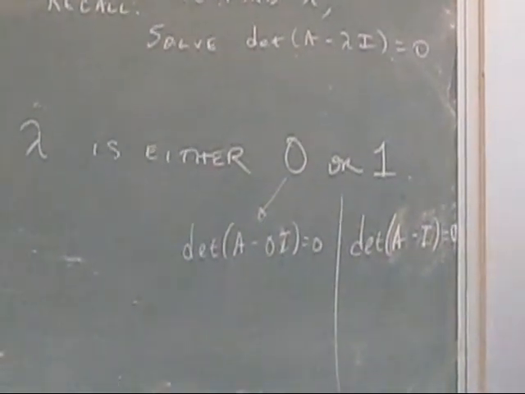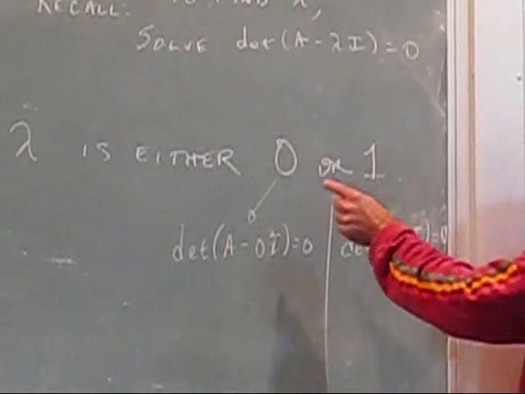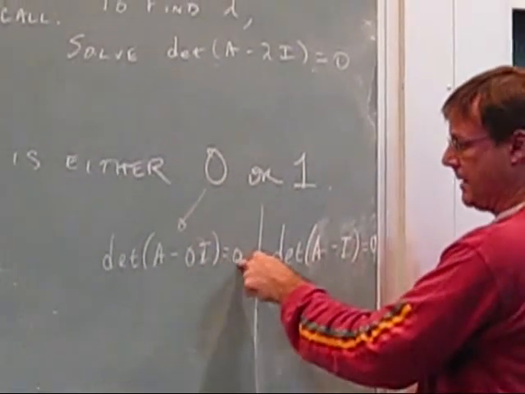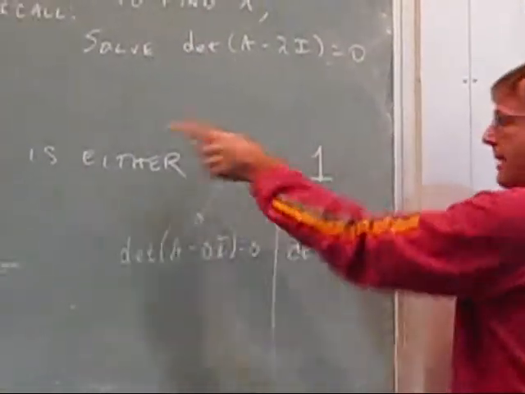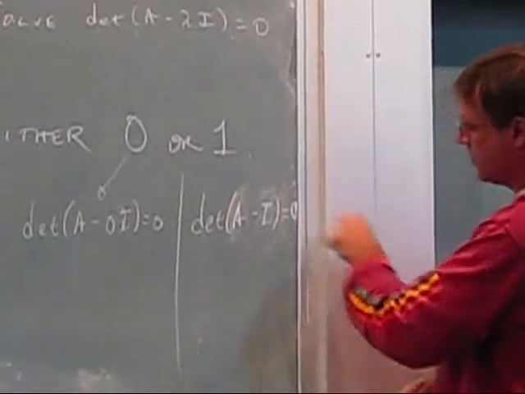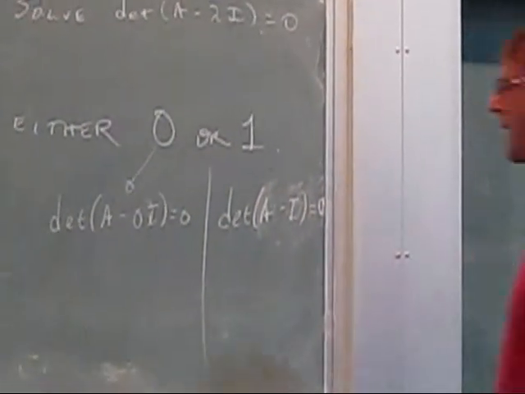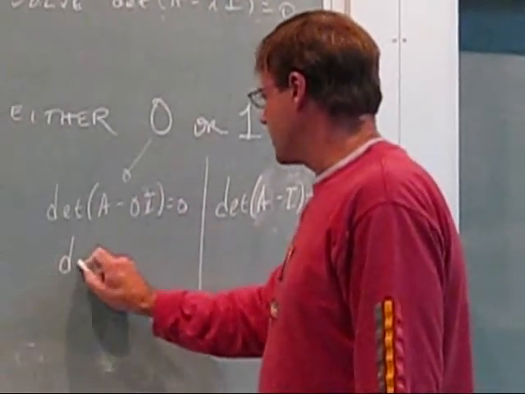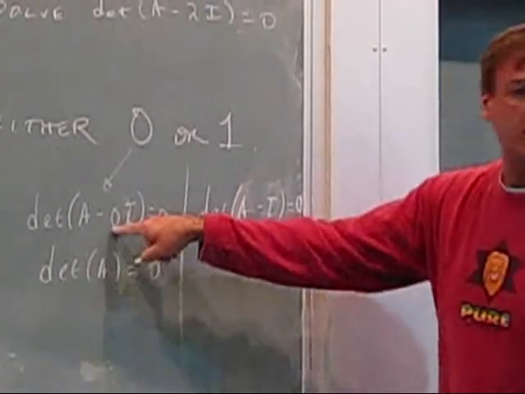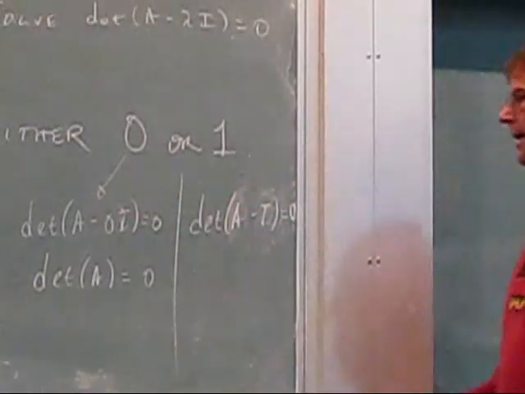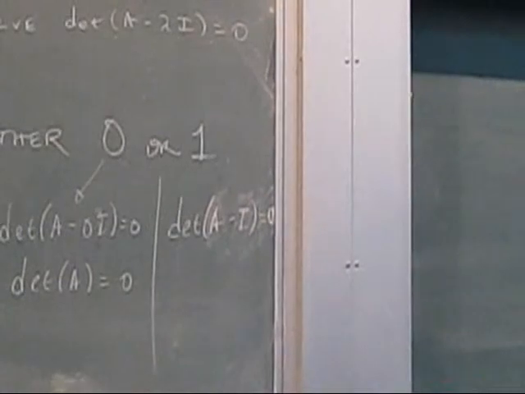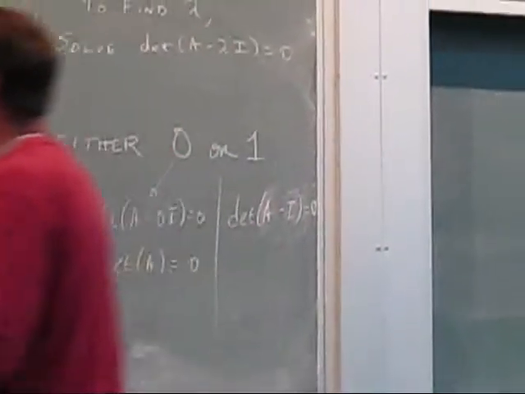So this is what happens. If you had lambda as 0, you would have determinant of A minus 0. If you had lambda as 1, you would have determinant of A minus I equals 0. Okay, so let's simplify this one. This is just determinant of A, because there's a 0 here. So these are the two things that I want to have happen. Okay? So let's go and look now at this information here.